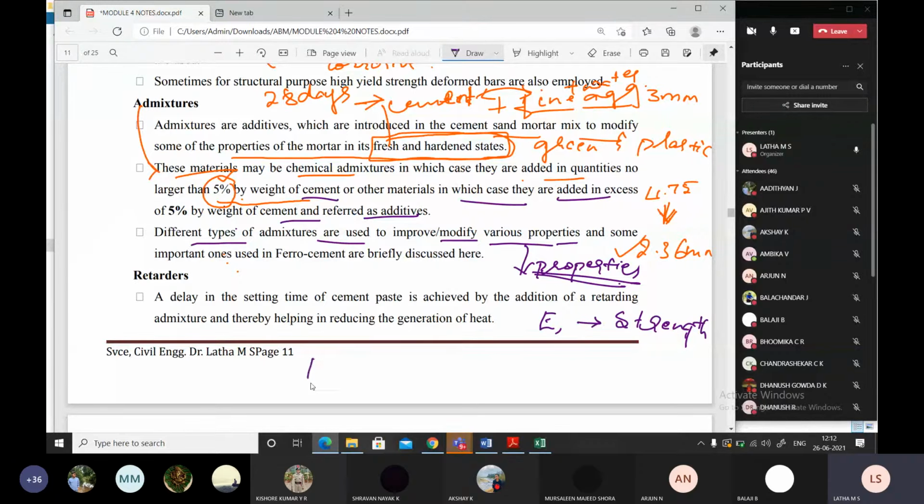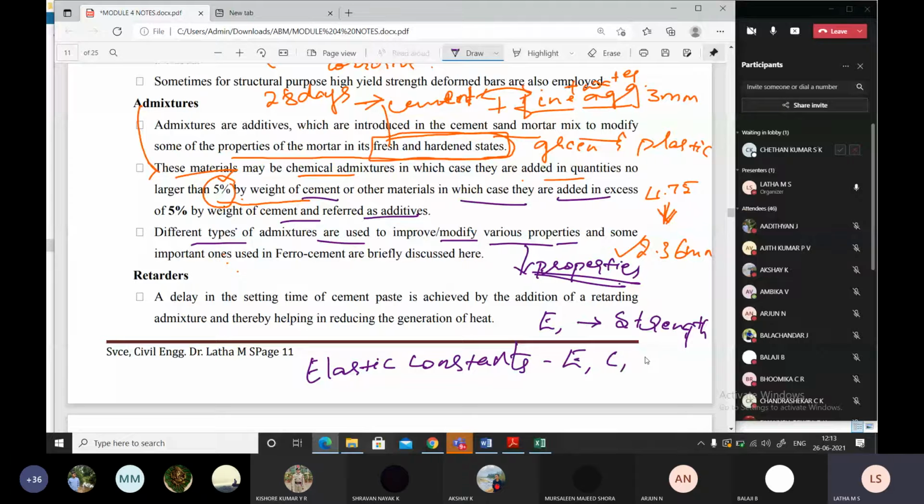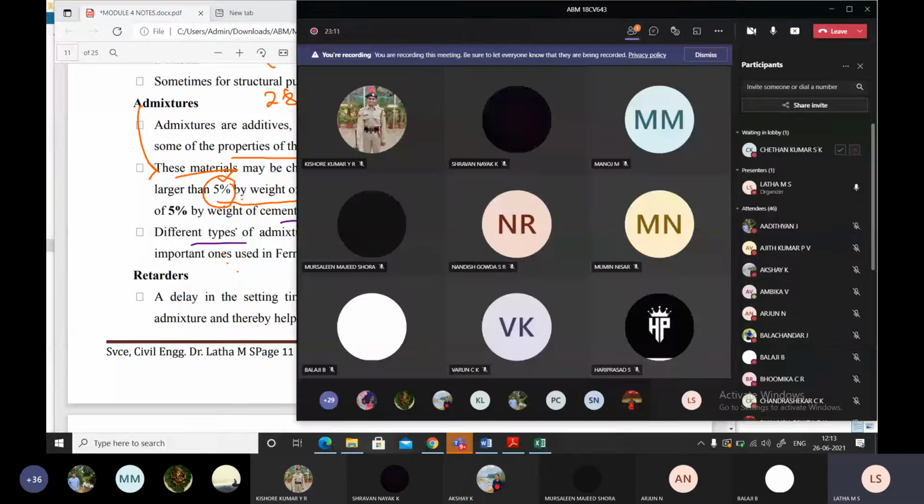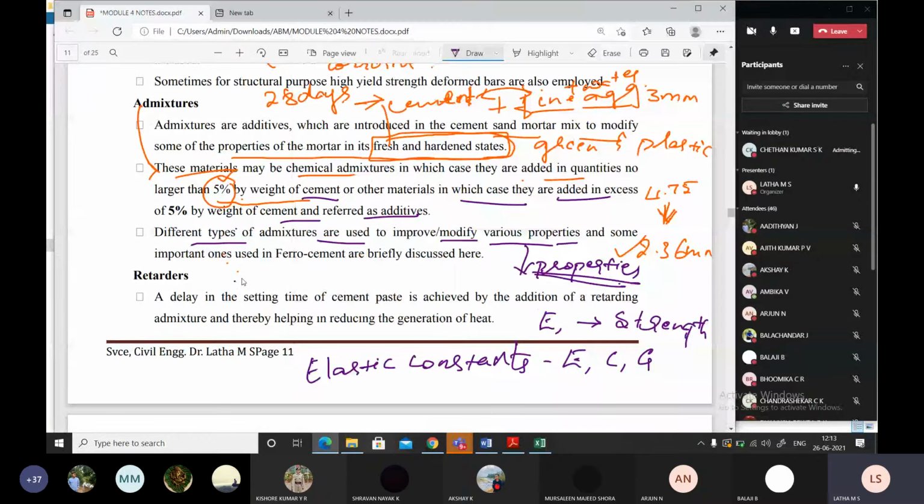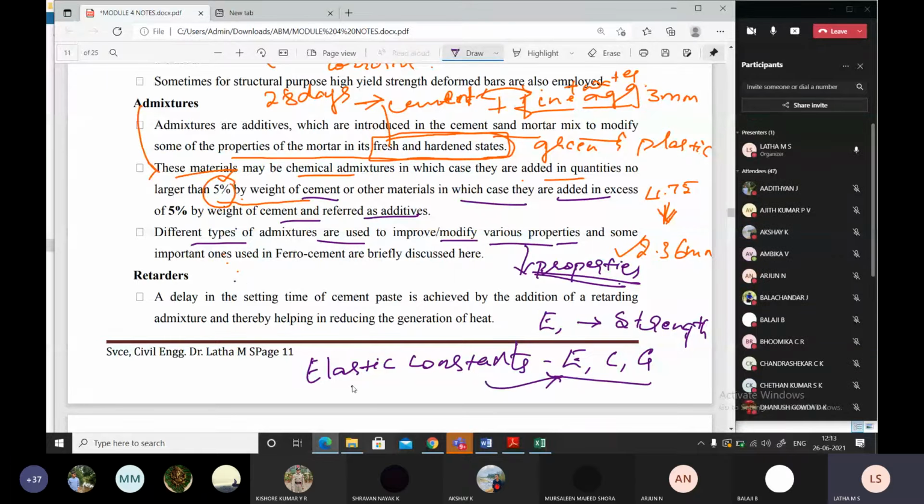What are the elastic constants, students? Young's modulus, bulk modulus, rigidity modulus. Yes, Young's modulus, bulk modulus, and rigidity modulus. Correct. Now, these properties, the elastic constants, where are they required and where do they exist? They all exist with the material, for example, with a concrete.